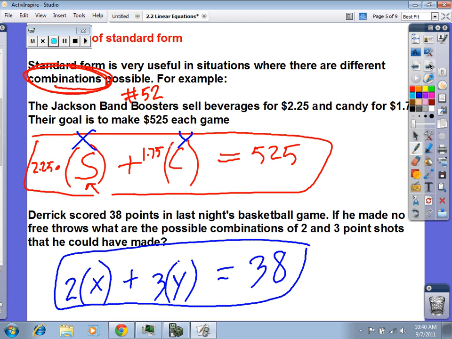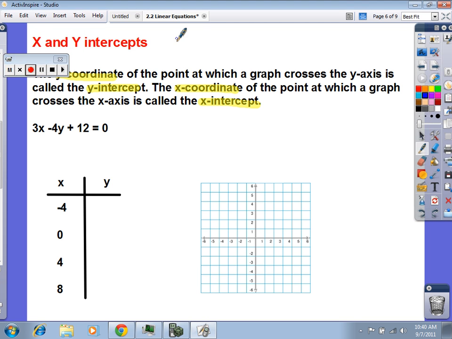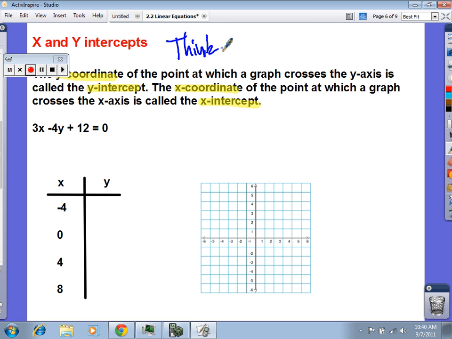Okay, last thing. We need to talk about intercepts. Intercepts. There's two of them. There's the X Intercept and the Y Intercept. Everybody write this down. Anytime you think of intercepts, you need to think of the number 0.